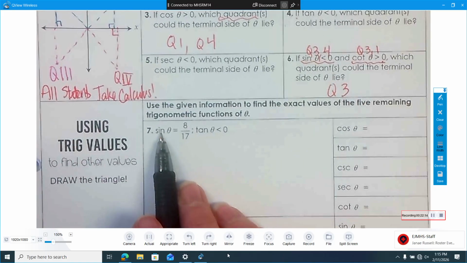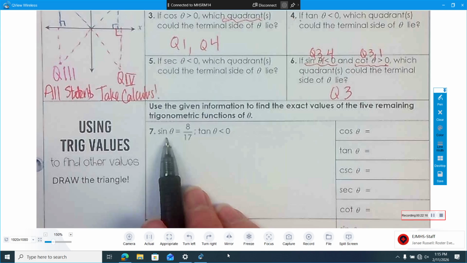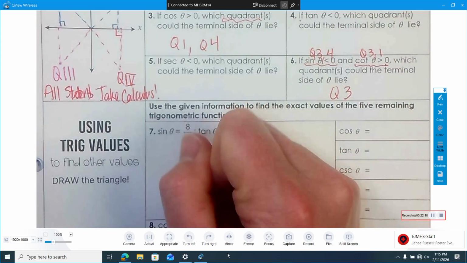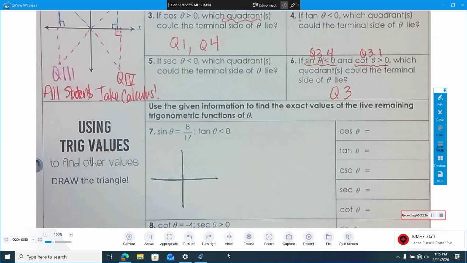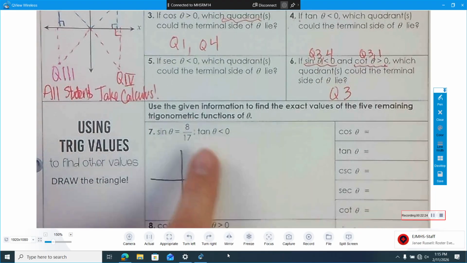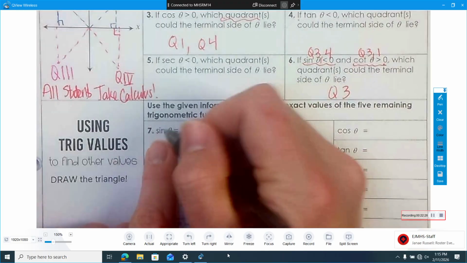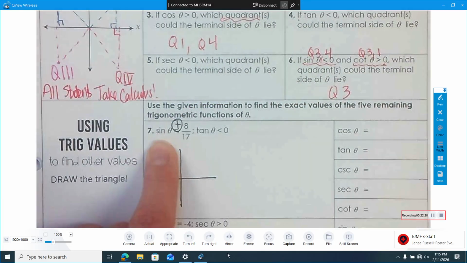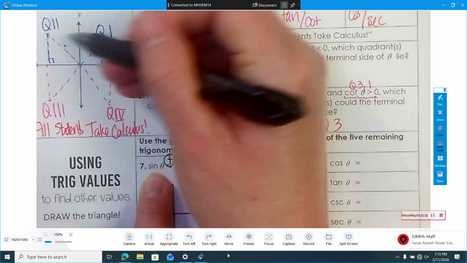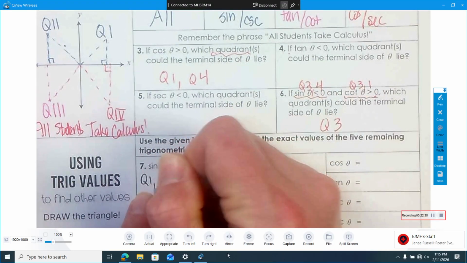Here we have that the sine of the angle is 8 over 17. Again, I want to draw the picture because it's a trig function. I can draw a triangle. Now they're saying here sine is positive. So what quadrants is sine positive in? 1 and 2. So this is quadrants 1 and 2.